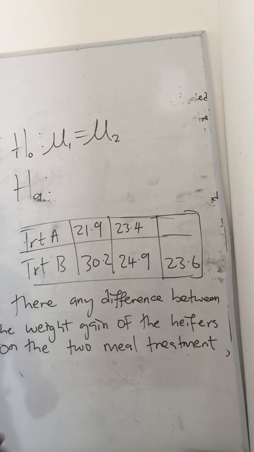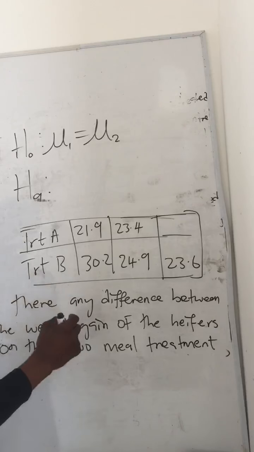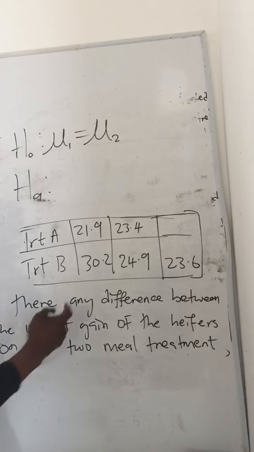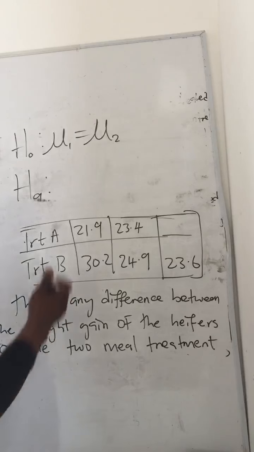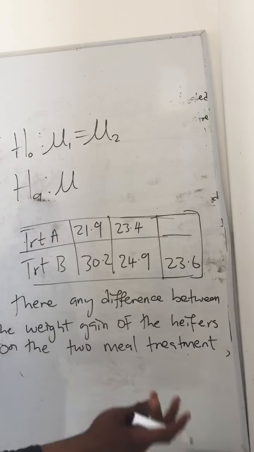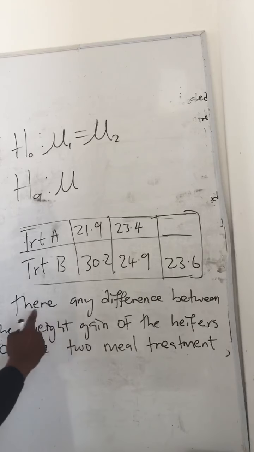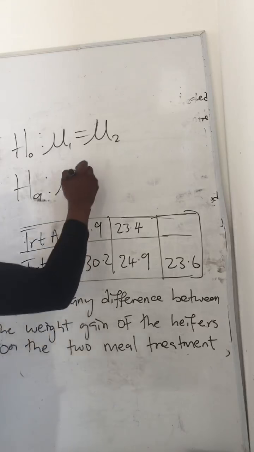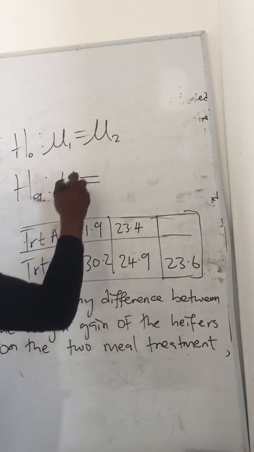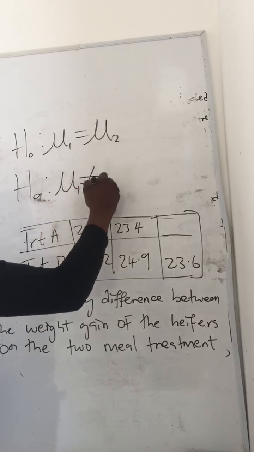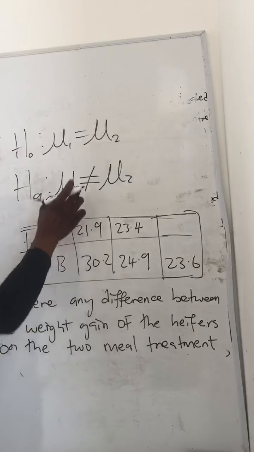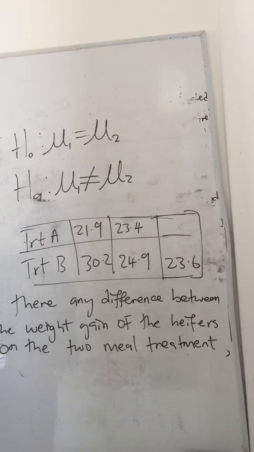Now from the question, we are testing. Remember, in the alternate hypothesis, the claim is always found there. We are testing the claim if there is any weight gain. So that means the claim is there is a difference. The claim is that there is a difference, and we are trying to test that. So if there is a difference, that means mu1 will not be equal to mu2. So these are the alternate hypotheses. We are testing if there is a difference.